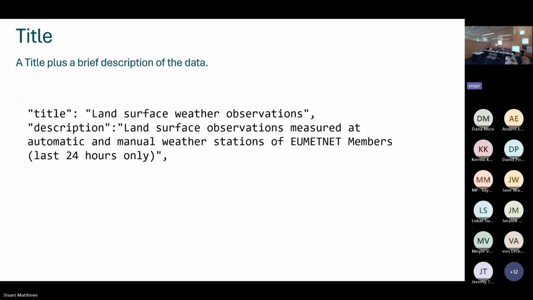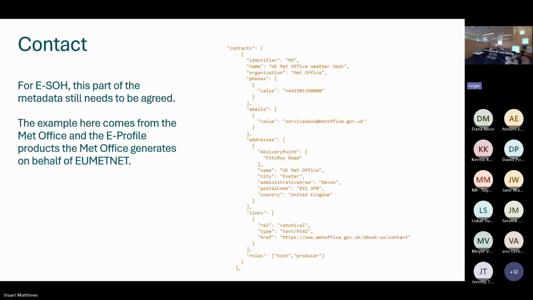So we need the title. We've just come up with a very succinct title of the land surface weather observations, and then a bit of a longer description, which probably says it's only for the last 24 hours. So that's this data set. There will be other data sets at the national level with longer archives, but for this particular ESO data set, this is our description. And then the next part of the profile, we have some contact details.